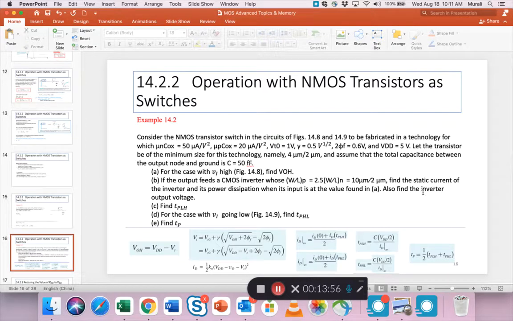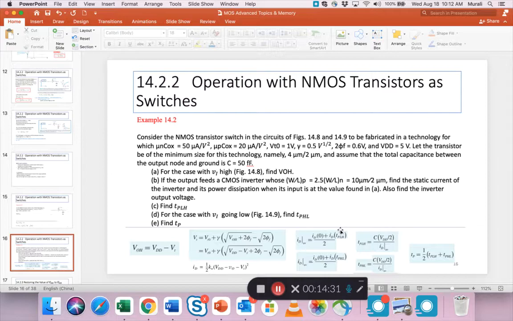Also, for that inverter, find its output voltage. So this is not so much about the switch, but the next stage, which is the inverter it's feeding. Then we come back to this switch, find TPLH, which is the low to high when it's going high. Then for the next case where the input is low, find TPHL, high to low. Based on both these TPs, find the average propagation delay TP.